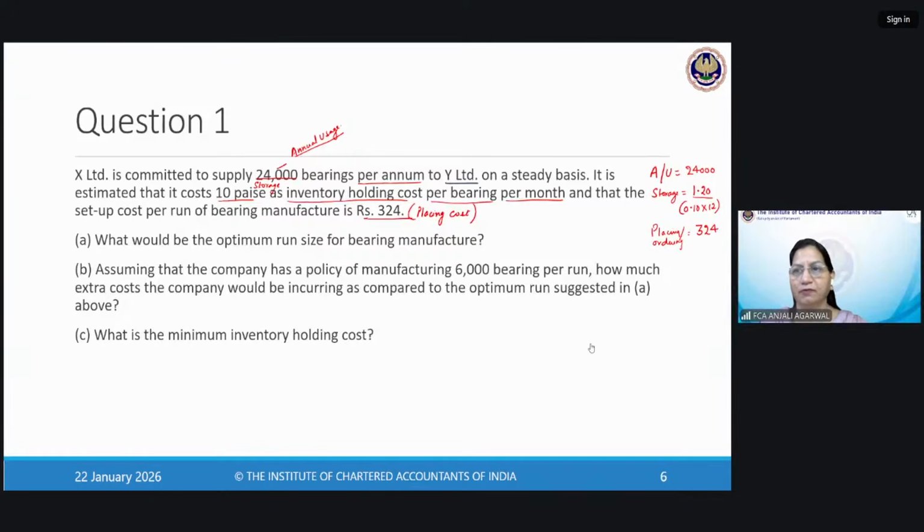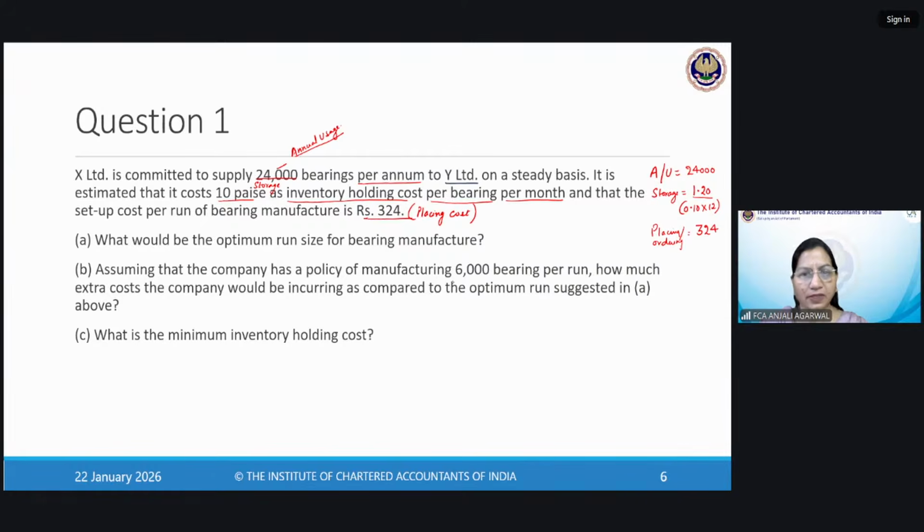Repeat what, Vivek? I'm repeating the entire thing. So is this clear that we have annual usage of 24,000 bearings? The storage cost is 10 paisa per unit per month. So 10 into 12 will become 120 paisa or 1.20 rupees per unit per annum. And the placing cost is 324.